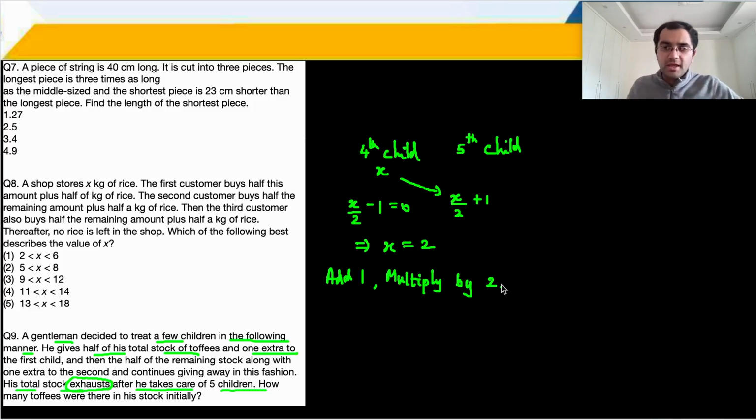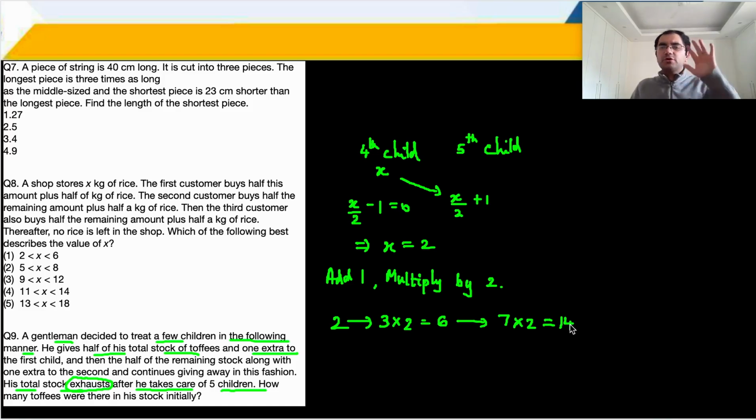So after 2, add 1, 3, and multiply by 2, that takes you to 6. Add 1, 7, and multiply by 2, takes you to 14. So we have a total of 5 children, so we have to do this process 5 times. So 2, then 6, then 14, add 1, 15, multiply by 2, that's equal to 30, and finally add 1, 31, multiply by 2, that's equal to 62. So your final answer turns out to be 62.